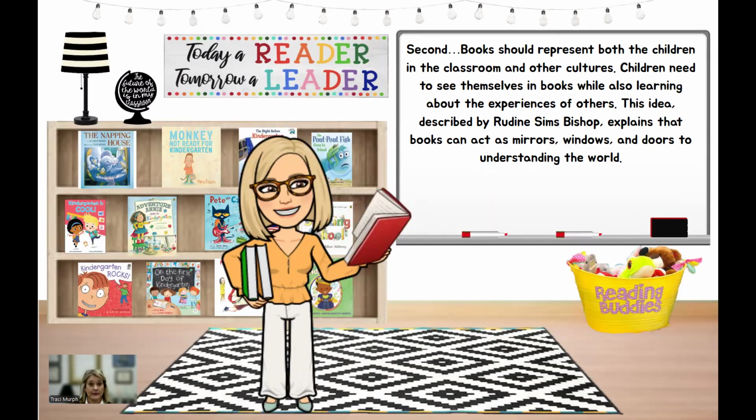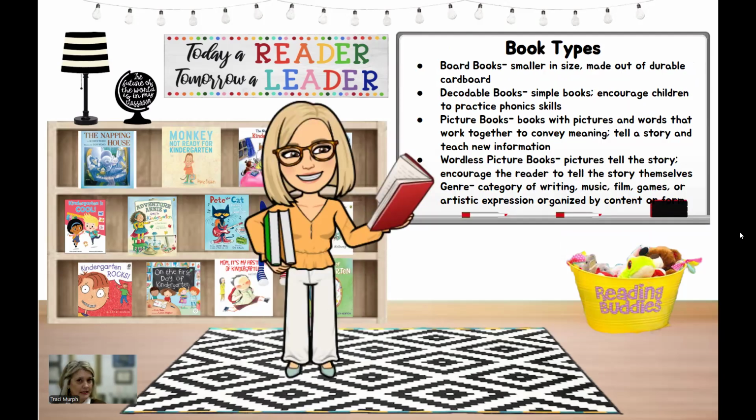And the second thing we need to look at is books should represent both the children in the classroom and other cultures. Children need to see themselves in books while also learning about the experiences of others. This idea, which was described by Rudine Sims Bishop, explains that books can act like mirrors, windows, and doors to understanding the world. And that's true. So there's lots of different book types.